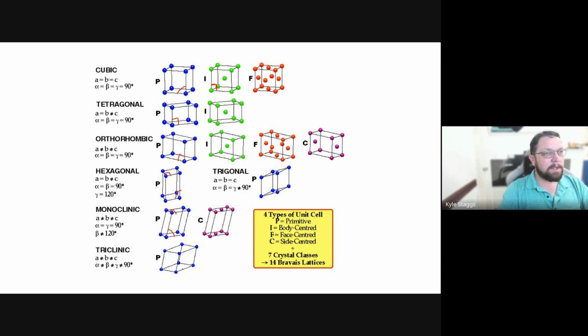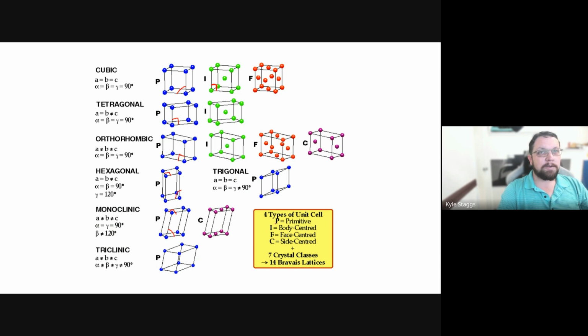So none of these sides are equal. None of the angles equal 90 in the triclinic. So triclinic and trigonal are kind of the two that catch a lot of the other scenarios. So alpha and gamma are 90, alpha and beta are 90 in the hexagonal. So this just gives you a couple of ideas.